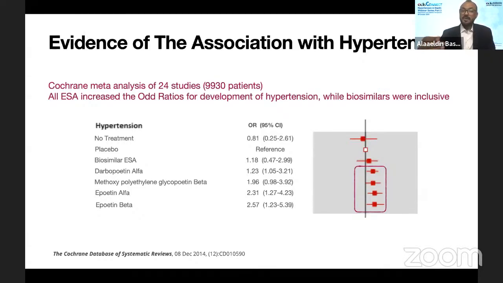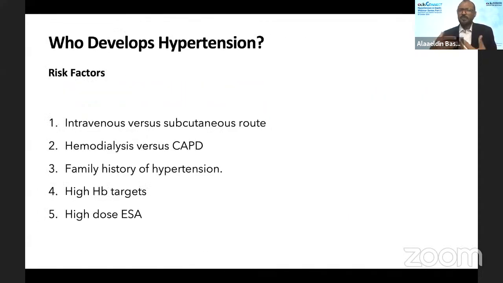However, it's even higher when we use epoetin alpha or beta. It goes to around 2.3. So the chances are more than double of developing hypertension in those patients. So what are the risk factors for development of hypertension? If I have a patient and I want to start him on erythropoietin stimulating agents, how would I know that this patient might develop hypertension?